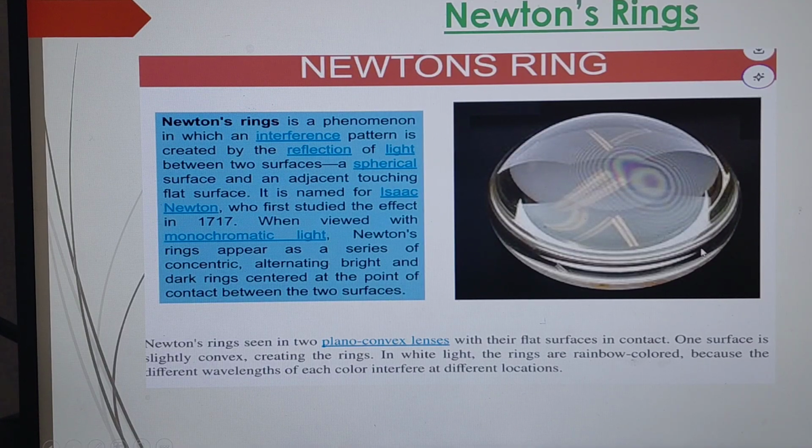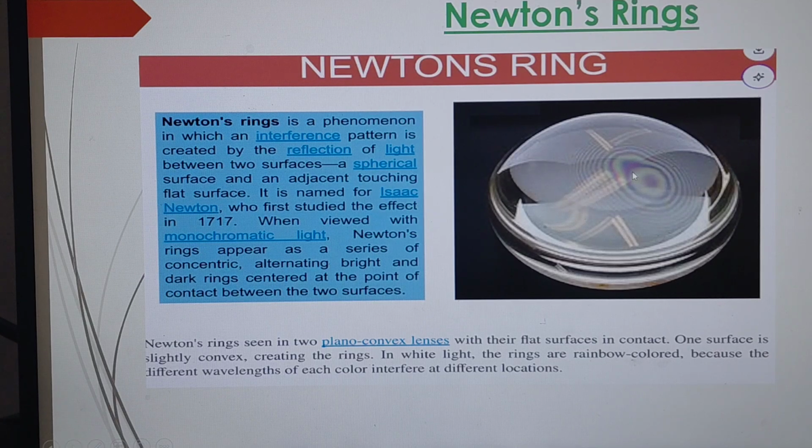This phenomenon or experiment is named after Sir Isaac Newton, who first studied the effect in 1717. With monochromatic light, the Newton's rings appear as a series of concentric alternating bright and dark rings centered at the point of contact between the two surfaces.